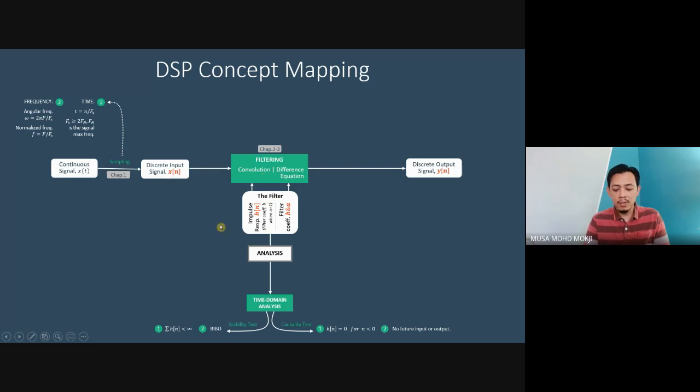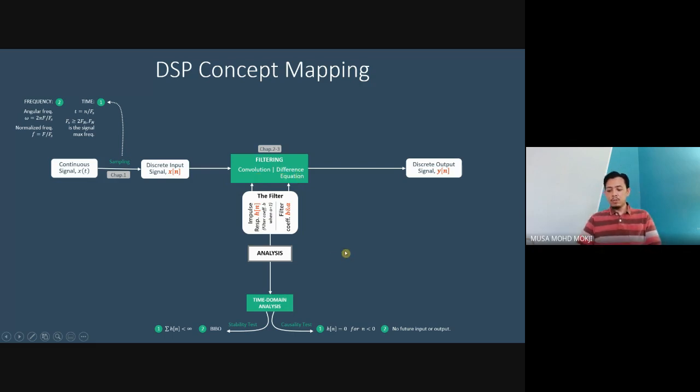Having your input and your filter, either you solve the difference equation or do convolution, and you will get your output. That depends on the system. If it is FIR, you can do convolution. If it is IIR, you cannot do convolution. You need to use the difference equation only.